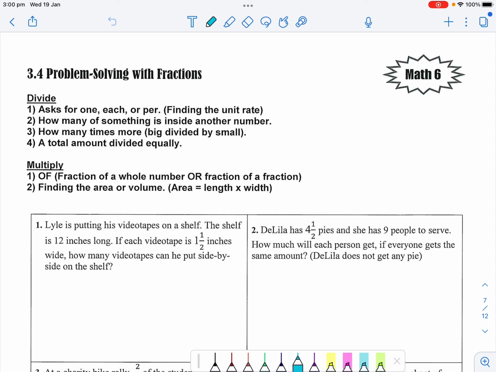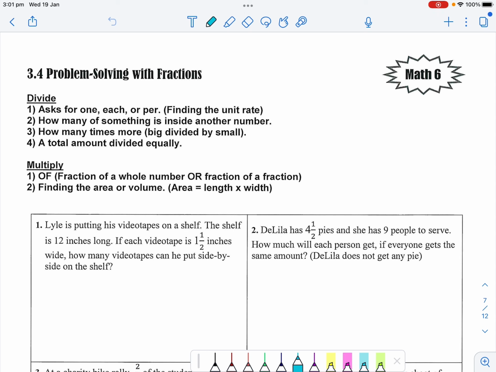right direction. So when you're dividing, it's asking for one of each or per or a single unit of something, so finding the unit rate. For number 2, it says how much of something is inside another number, so how much can you break something into, how many times more is big divided by small, and then if I'm dividing something equally.